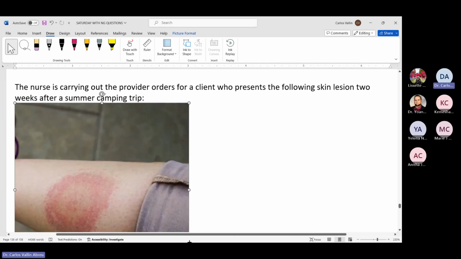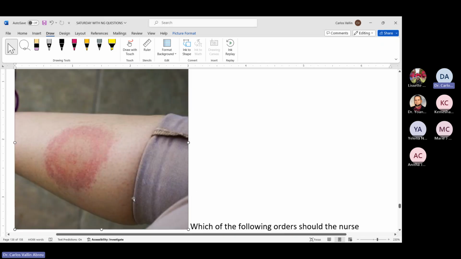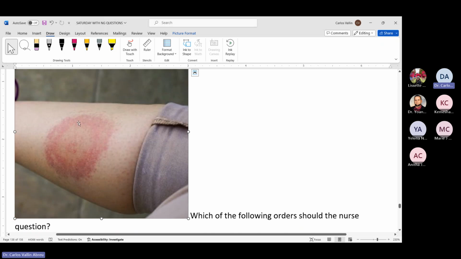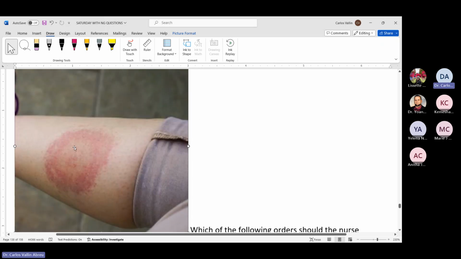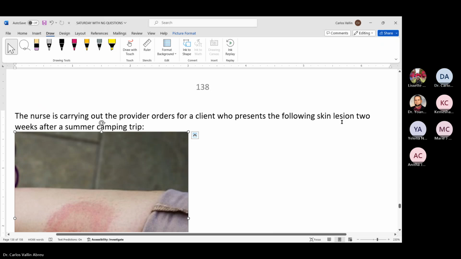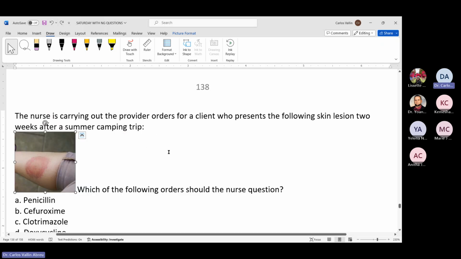Okay, so what we have here is a lesion that is red, with a ring of erythema, and then the center is clear. And again, in the center, you have another solid circle of erythema. And they say that it appears 2 weeks after camping.